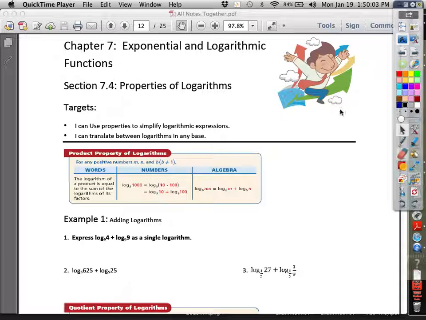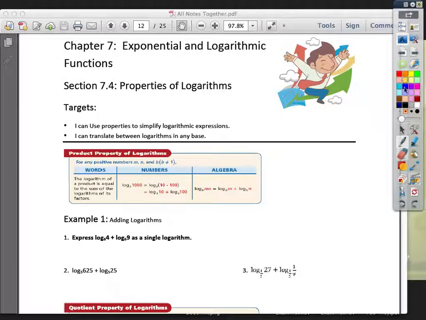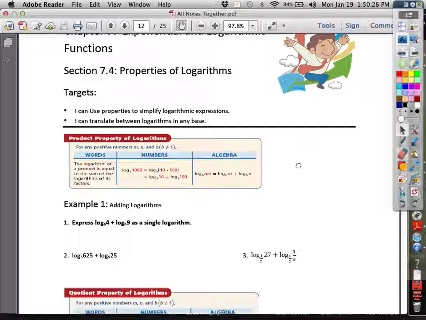Going to take a look at section 7.4, properties of logarithms today. So our targets for the day are: I can use or apply properties to simplify logarithmic expressions, and I can translate between logarithms in any base. We're going to take a look also at an application with these as well, and I think you're going to find out it's a pretty cool topic, although it's a little interesting to work with at first.